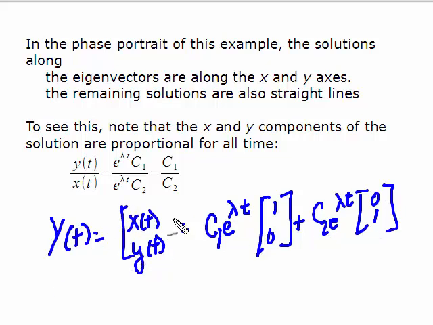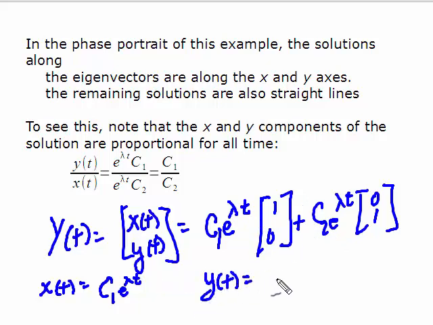So writing out the x and the y, we can see that x of t is c1 e to the lambda t, because you have a 0 elsewhere, and y of t is c2 e to the lambda t.